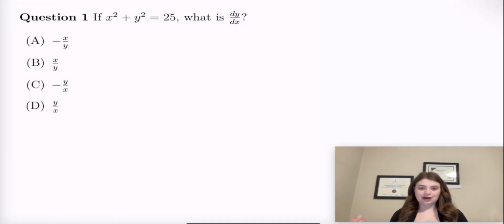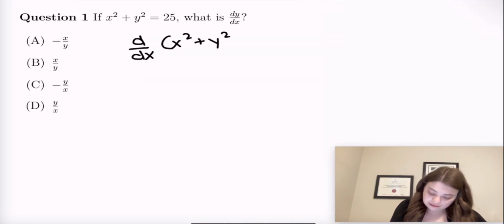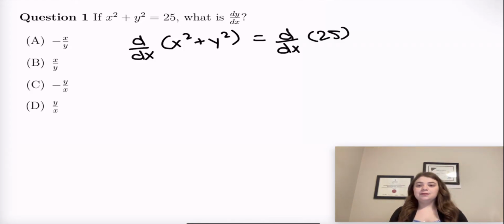So what we want to do here is start by differentiating both sides of the equation with respect to x. So d over dx of x squared plus y squared equals d over dx of 25. Okay, and then I'm going to simplify that.